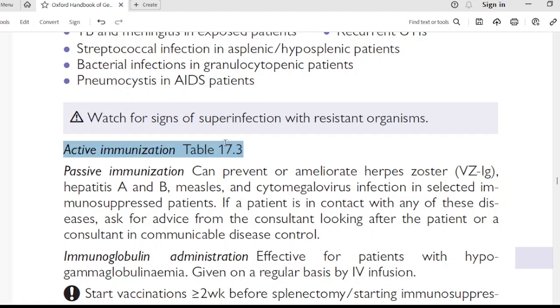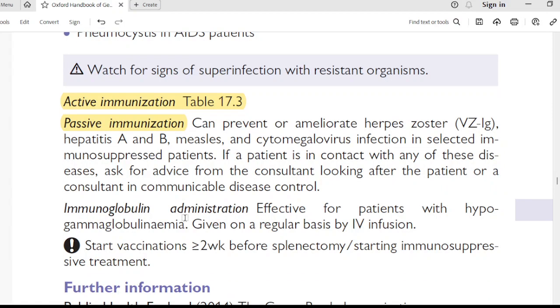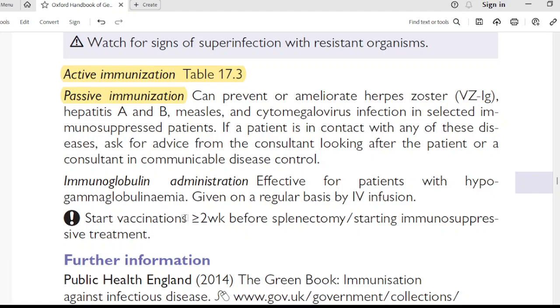Active immunization has been mentioned in table 17.3. Passive immunization can prevent or ameliorate herpes zoster, VZIG, hepatitis A and B, measles, and cytomegalovirus infection in selected immunosuppressed patients. If a patient is in contact with any of these diseases, ask for advice from the consultant looking after the patient or a consultant in communicable disease control. So the diseases which can be ameliorated or prevented are herpes zoster, hepatitis A and B, measles and CMV.